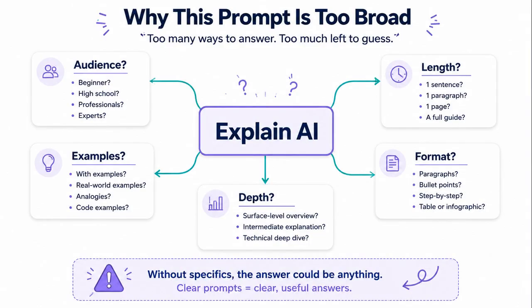Now let's look at a bad prompt example. Imagine you type, "explain AI." That prompt is not wrong. But it is too broad. Should the answer be for school students or professionals? Should it be short or detailed? Should it include examples? Should it be a script, article, table, or summary? The model has to guess too many things.